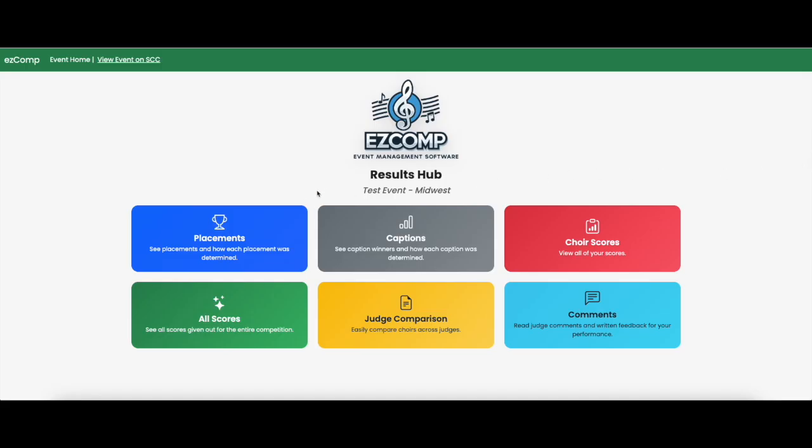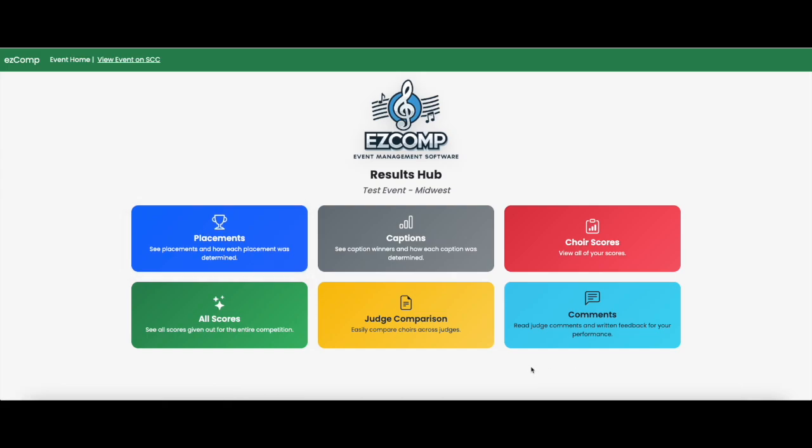And it is mobile friendly, so the screen will adjust to your phone size, your tablet size, your computer size, whatever screen size you're using. But when I'm in my results hub, I've got access to see all the placements, all the captions, my choir scores, all the scores by any judge for any group, a judge's comparison, and I can get my comments.